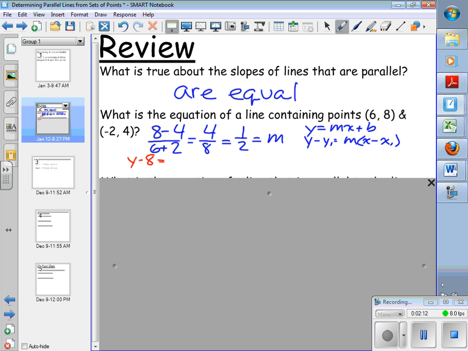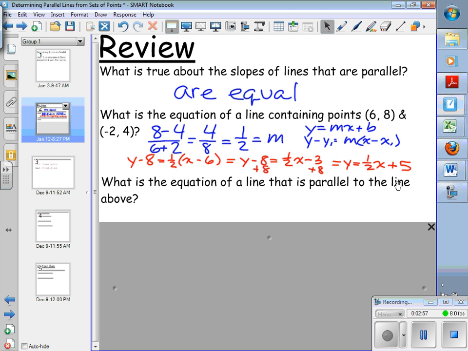equals 1/2 of x minus 6, which would be y minus 8 equals 1/2 x minus 3. Then we add our 8, and we get y equals 1/2 x plus 5.